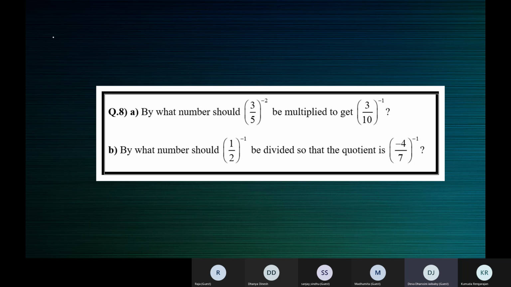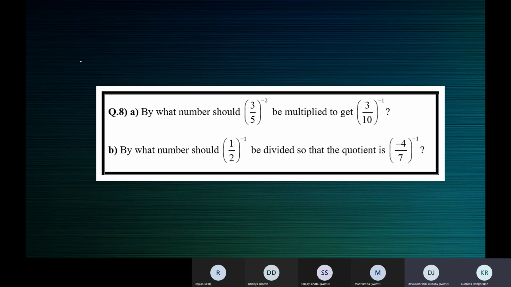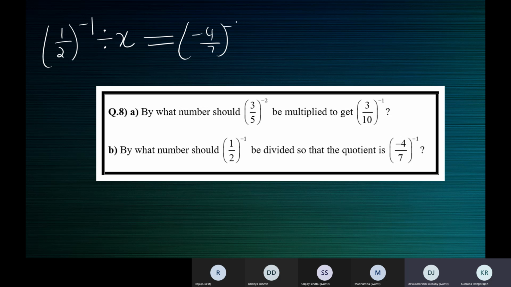So here, let 1 by 2 to the power minus 1 be divided by x to get the quotient as minus 4 by 7 to the power minus 1. Let me write it again.